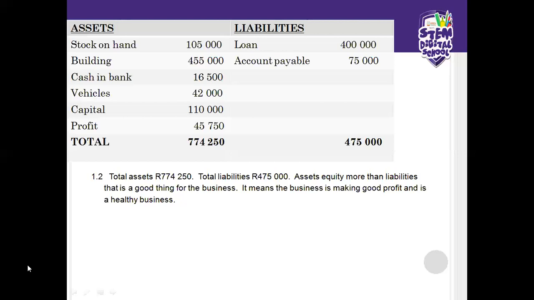Right, so if you need to explain the net worth to somebody, then you basically compare the total assets to the total liabilities. The assets must always be more than the liabilities. Then the business is making a profit, and that is a good thing. Right, I'm going to stay a few seconds on this slide so you can just finish marking question 1. If you have any questions on question 1, please ask in the box.